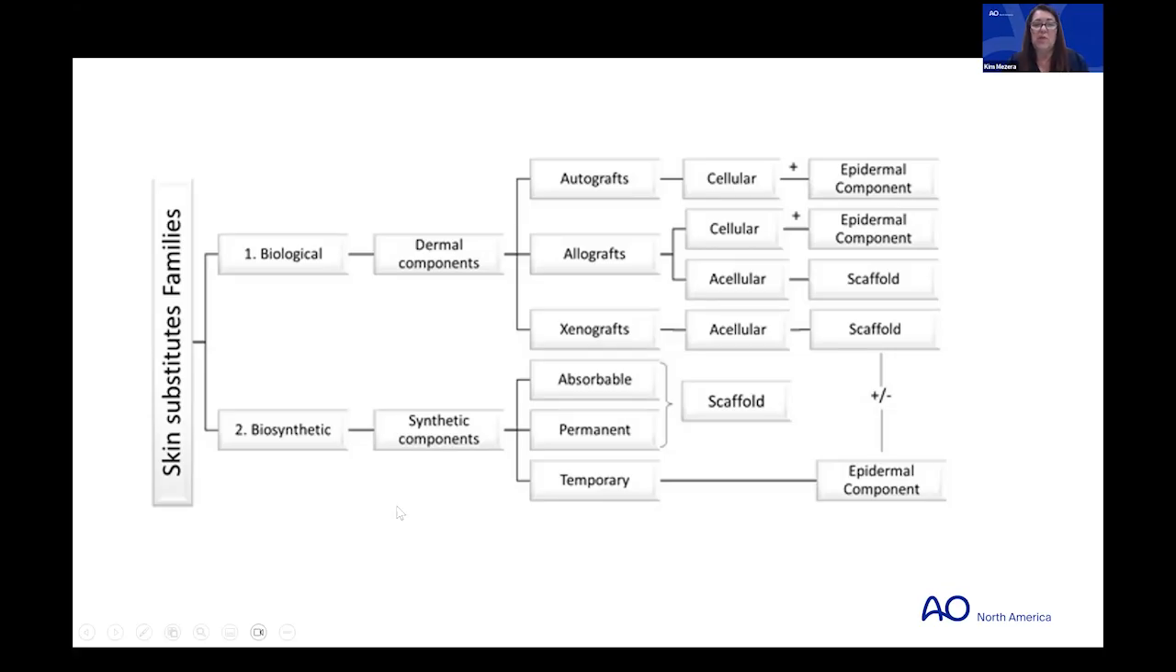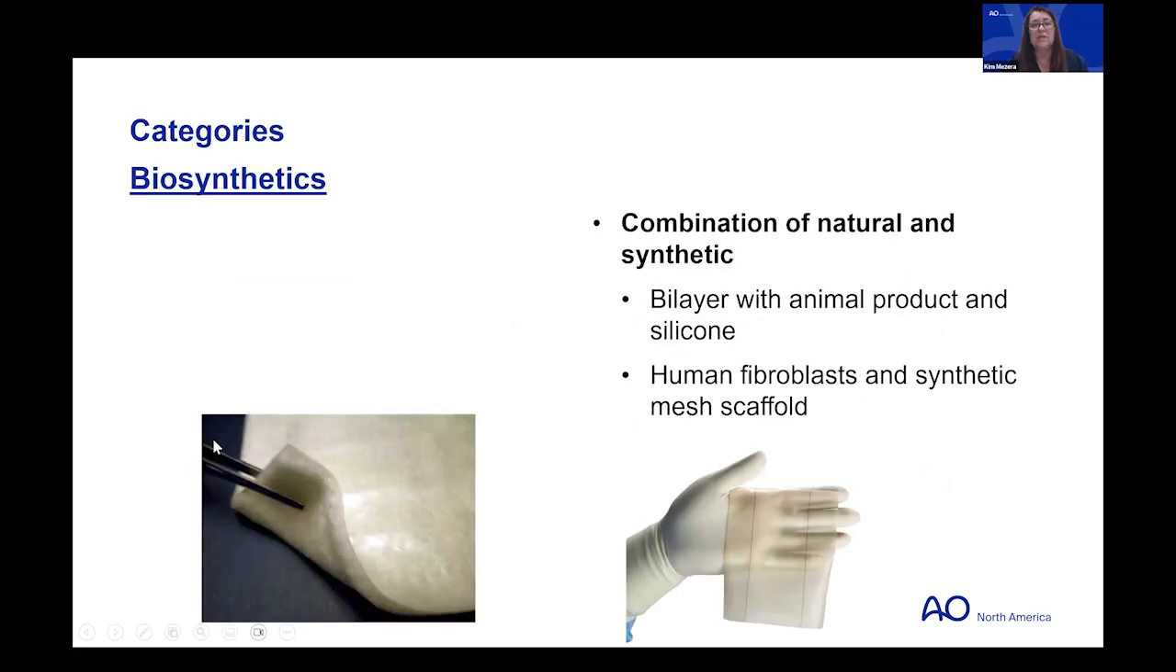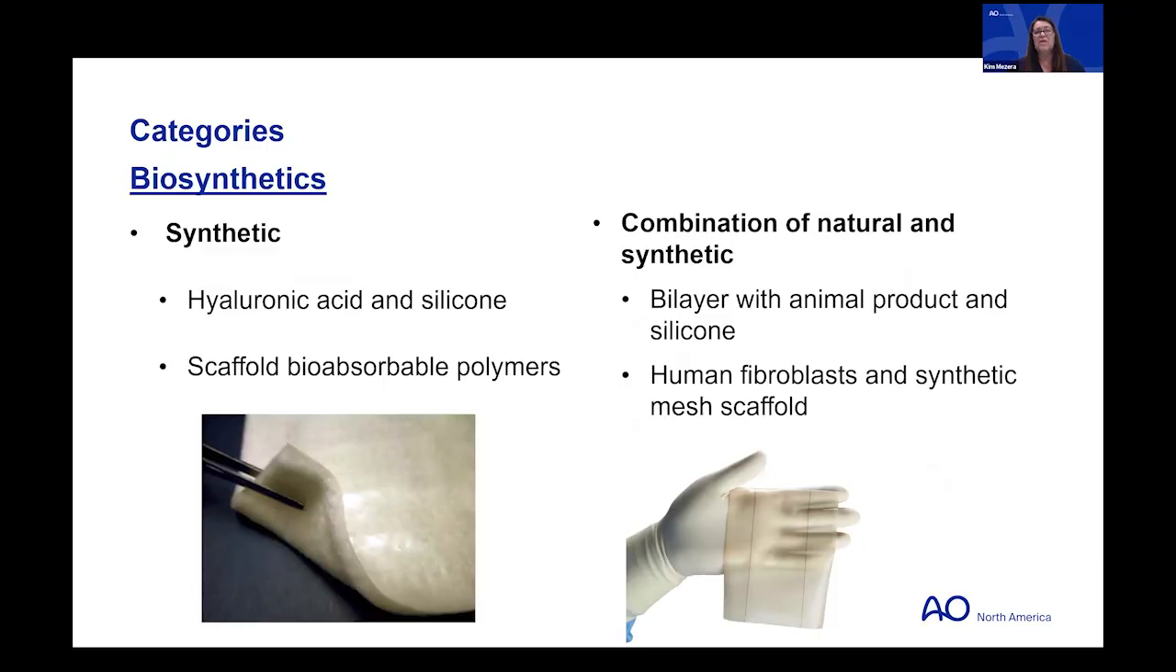Now we're going to go down and talk about our synthetics and biosynthetics. So the synthetics typically contain some form of hyaluronic acid in a silicone as a protective layer. The scaffold is made of bioabsorbable polymers, and there's no tissue or cells, like human or animal cells, in this. So this is completely a synthetic product. Then there's the combination of natural and synthetic, and that can be very helpful.